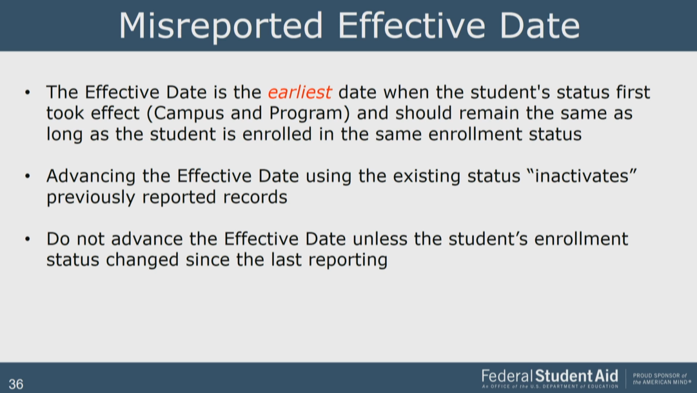So it's important to avoid doing this because advancing the effective date using the existing status inactivates previously reported enrollment records for your student. This can create problems, for example, with the student subsidized usage limit calculations, which will be looking at not only what percentage of time the borrower is enrolled in, but also when those enrollments were effective. So it's going to be looking at all that. So just remember, don't advance the effective date unless the student's enrollment status has changed since the last report.